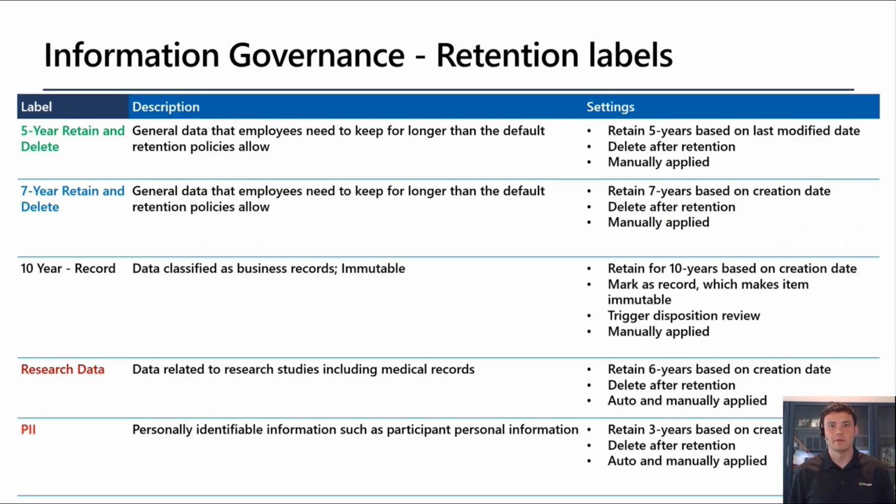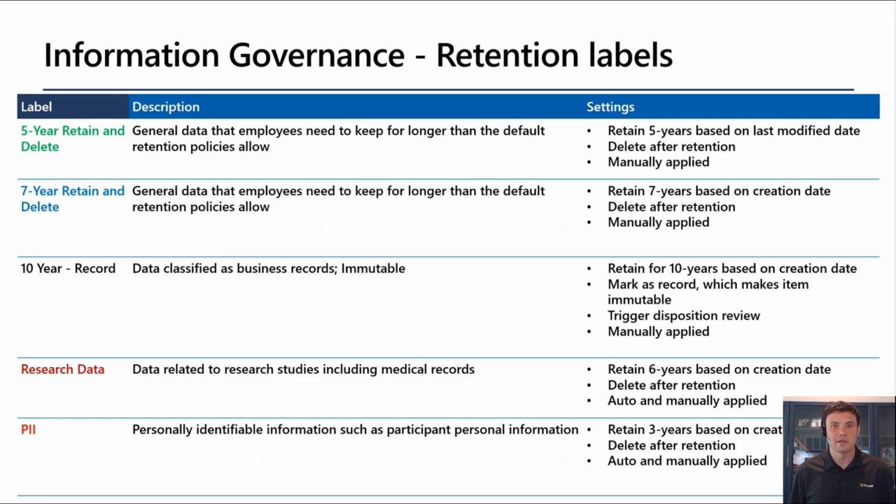Now, what about content that we need to keep longer for regulatory, record, and other reasons? We can use retention labels for this. We'll use a two-pronged approach: auto-label policies to label content that could be identified automatically based on sensitive information types, KQL queries, and even trainable classifiers. Then we'll also provide labels that users can manually apply to mark items as records, extend retention periods, etc.